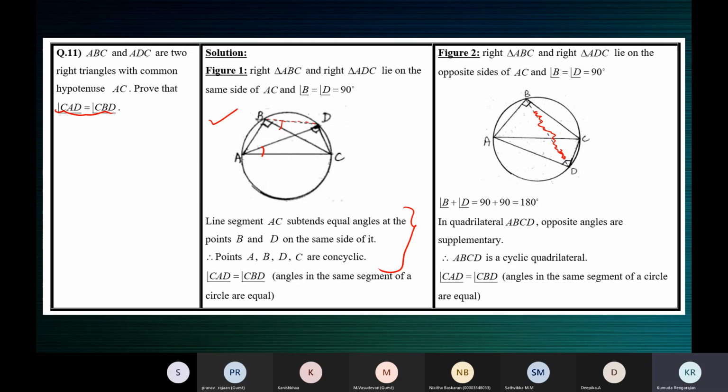In the two cases, we use different reasons. The reasons are different for why a circle can be drawn passing through the four vertices. So in the second case, angle B plus angle D is 180.